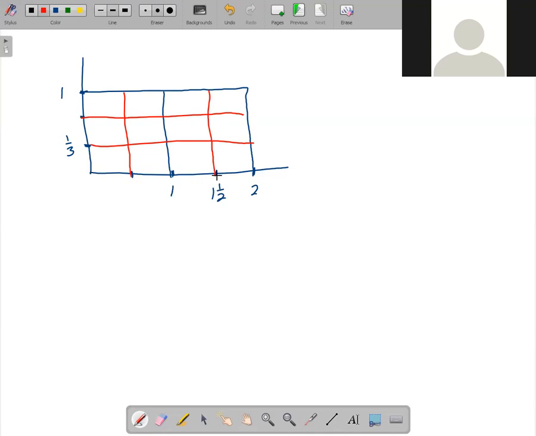So the blue square is my hole. I have 2 holes there. All the reds are my parts of a hole. And then what's my answer? Well, my answer is whatever 1 1/2 by 1/3 is. So this is my answer here, right?